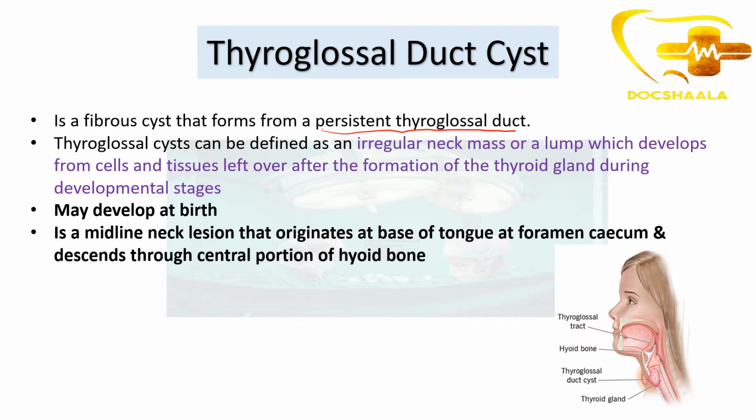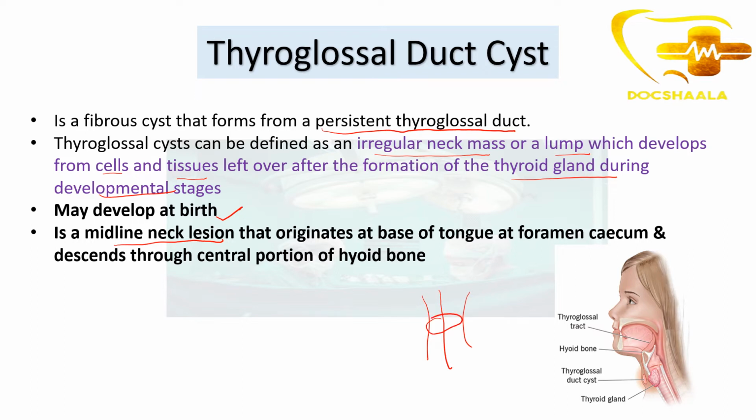It can be defined as an irregular neck mass or lump which develops from cells and tissues that are left over after the formation of the thyroid gland during developmental stages. It may develop at birth also. Since it develops from the leftover cells and tissues of the thyroid gland, it is a midline neck lesion, present in the midline of the neck.